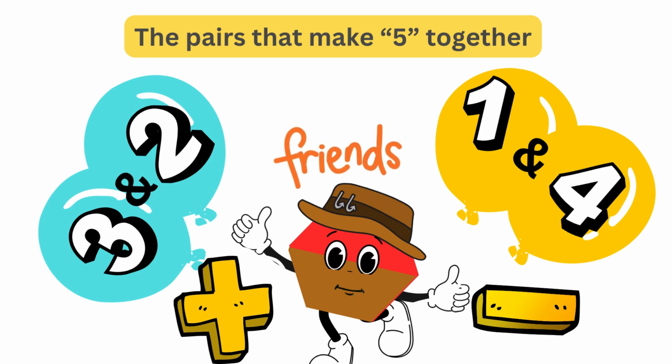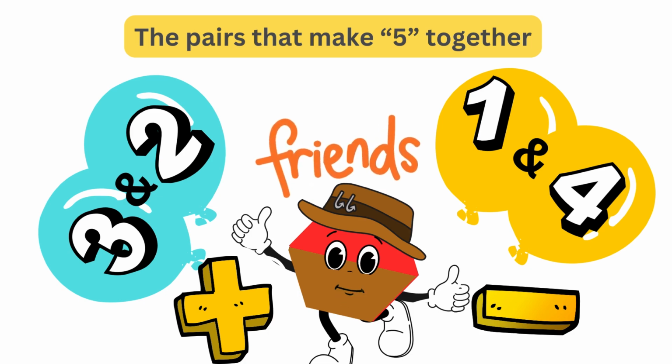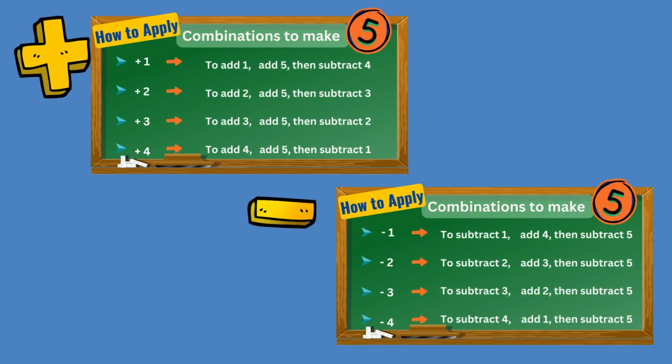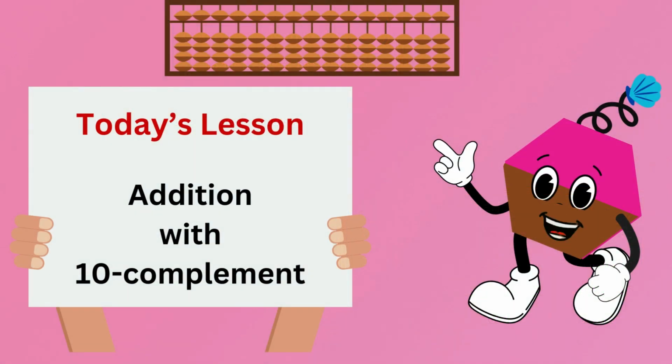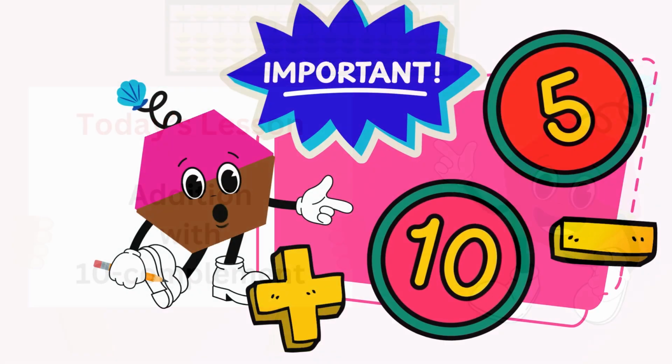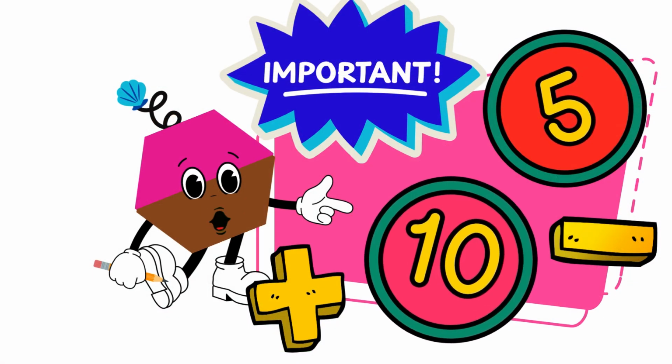In the previous lessons, we learned addition and subtraction using the 5 complement and introduced the formulas you can apply when needed. Today, we will learn addition using the 10 complement for carrying over to the next digit. Mastering addition and subtraction using the 10 complement is very important in Abacus learning.